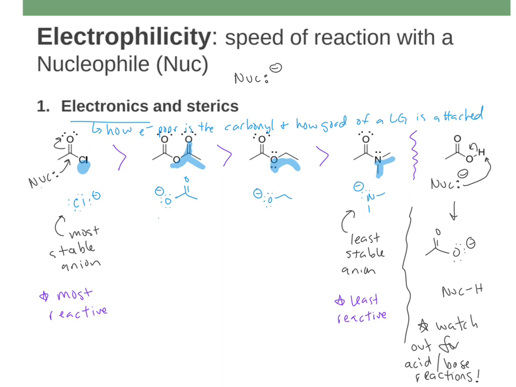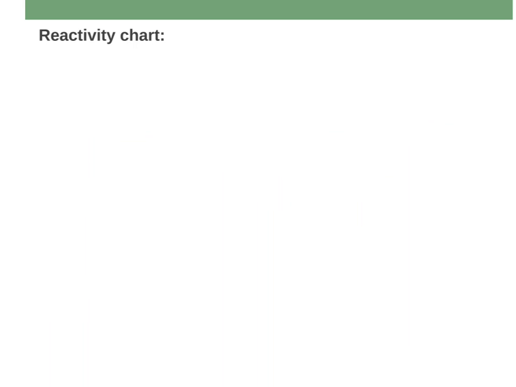So let's put this all together so we can see it all in one place. I'm going to give you this reactivity chart. You really, really want to know this. You're going to use it over and over again. This is how I see any carboxylic acid derivative problem. I always think of this chart. Am I moving up or down this chart?